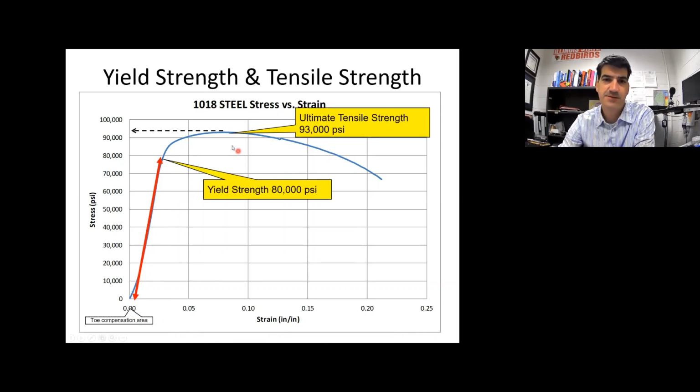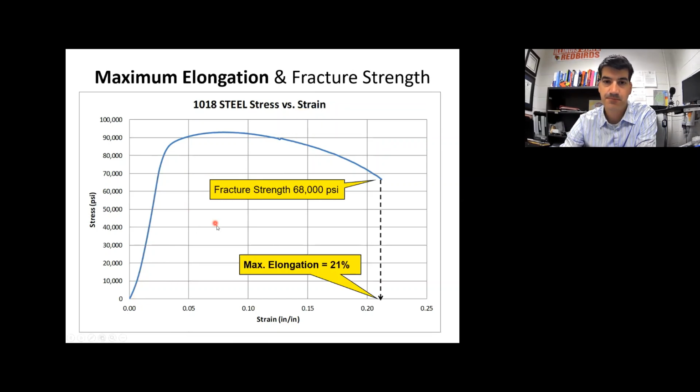All right, here's a couple more examples. Here's the ultimate tensile strength for this material. Here's about the yield strength, about 80,000 psi for this material. The fracture strength is something you'll label in your labs. So over here, it's about 68,000 psi. And the elongation, that's how much the material elongated during the test. And usually that's put in a percentage, and it's equal to the strain value at the maximum elongation of the material. So when it had a strain value of 0.21 inches per inch, that means it's stretched or elongated by 21%.